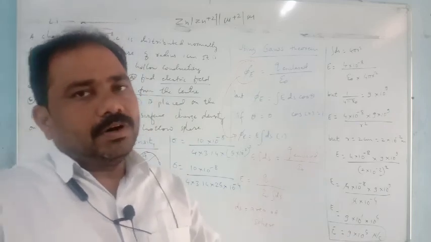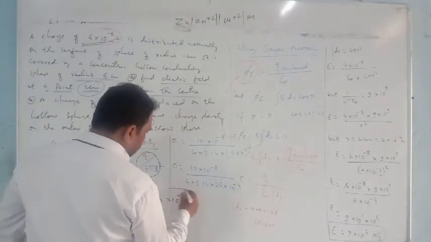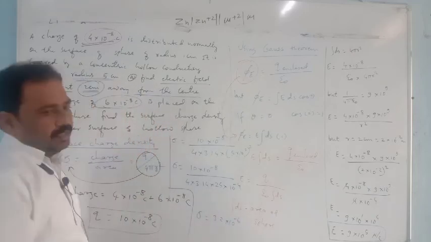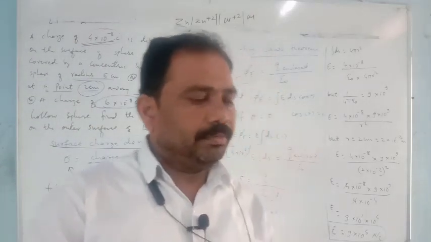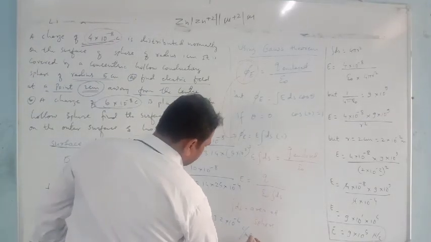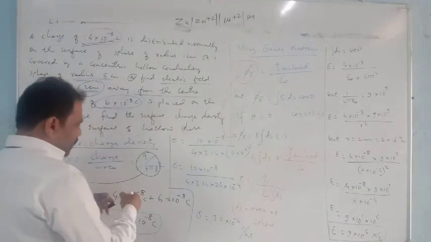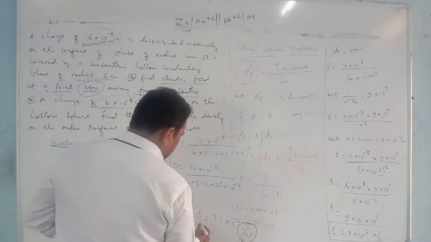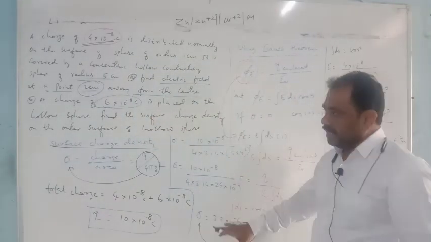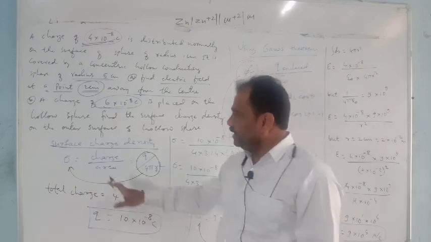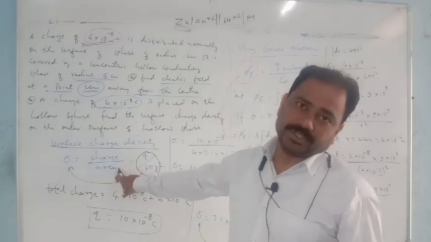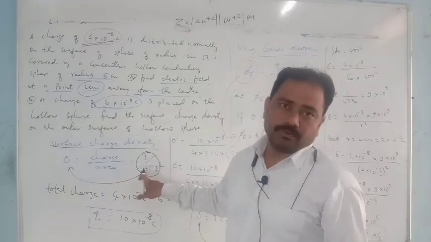So multiplying all these terms, calculating this part, we will get sigma is equal to 3.2 into 10 to the power minus 6. This is the final answer, 3.2 into 10 to the power minus 6 coulomb per meter square. Why is it in coulomb per meter square? Because coulomb per meter square indicates sigma, and sigma is nothing but the surface charge density. And what is the meaning of surface charge density? Sigma is equal to charge per unit area, and charge per unit area is called surface charge density. The formula is Q upon 4 pi r square.